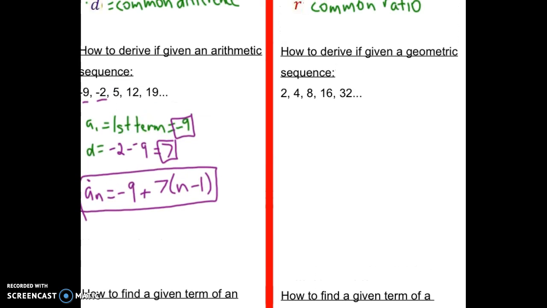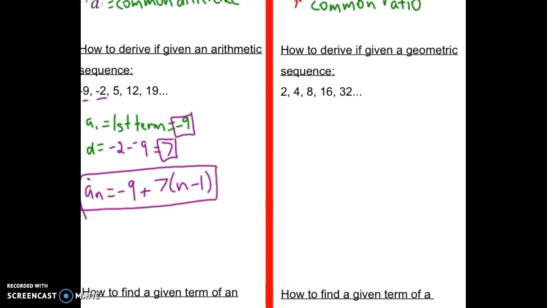The same thing for geometric over here. Geometric, I have 2, 4, 8, 16, 32. I still have to identify my a sub 1. It's the first term. In this case, the first term is 2. That is my a sub 1. My ratio now, I need ratio for geometric because we're multiplying. Again, this is pretty easy to consider with these numbers, but I take the second term, 4, divided by the first term, 2, and 4 divided by 2 is 2. To double check, you could try 8 divided by 4. 8 divided by 4 is also 2. So I have both pieces of information.